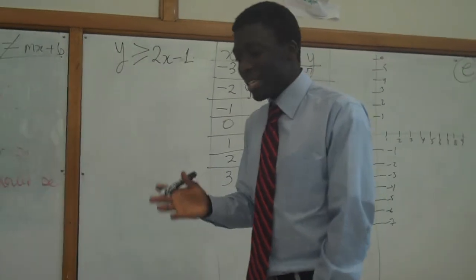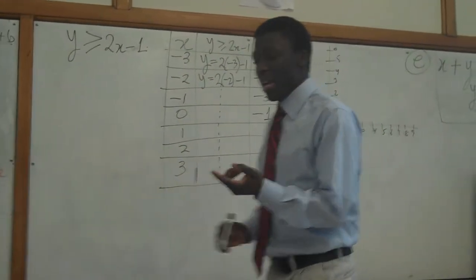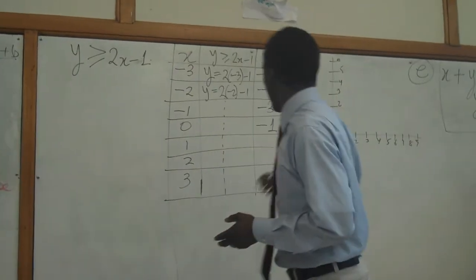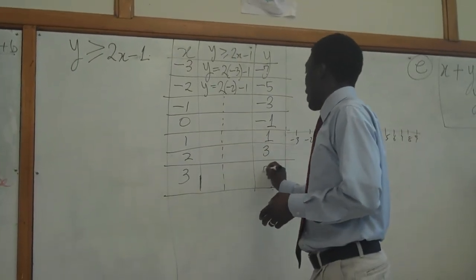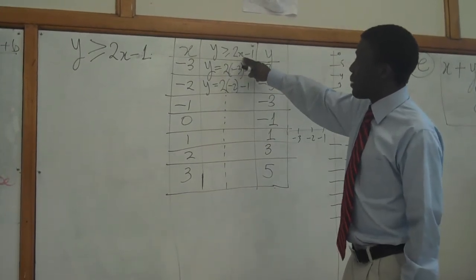And as you solve that, that's going to give you minus 3, minus 1, and then you get a positive 3. Well, you get a 1, you get a 3, and you get a 5. You notice that if you plug in a 3, you will get 2 times 3, which is 6.